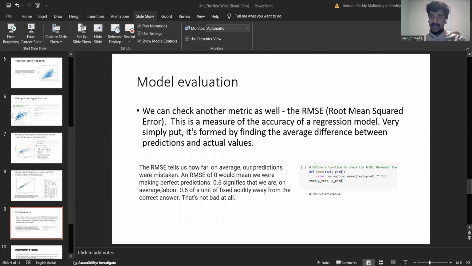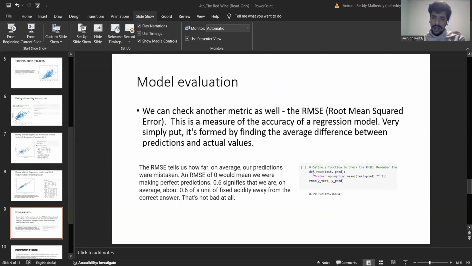The predictions graphs which I have shown to you, and the RMSE, the root mean squared error, tells us how far on average predictions were mistaken. An RMSE of 0 would mean we were making perfect predictions. 0.6 signifies we are on average about 0.6 of a unit of fixed acidity away from the correct answers. That's not bad at all.